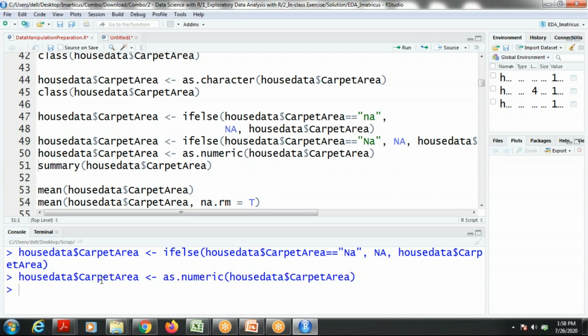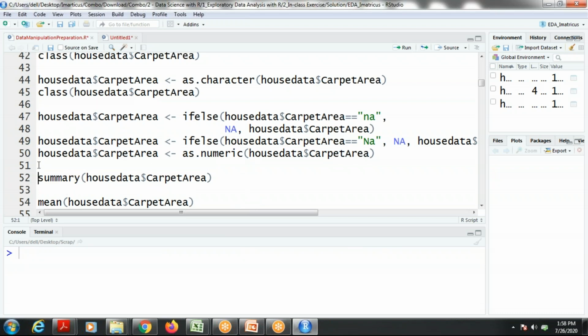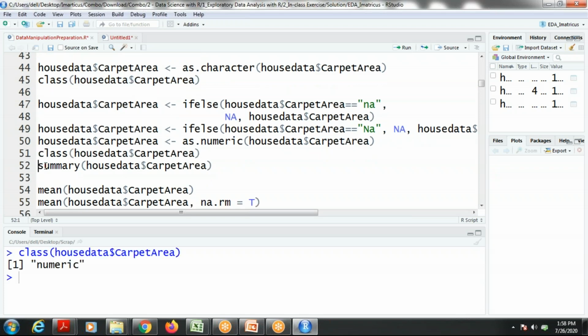Okay, then look at the class. Run the class. Did you see now how it is coming? It is saying numeric. Your carpet area is now converted into numeric. Did you get it?